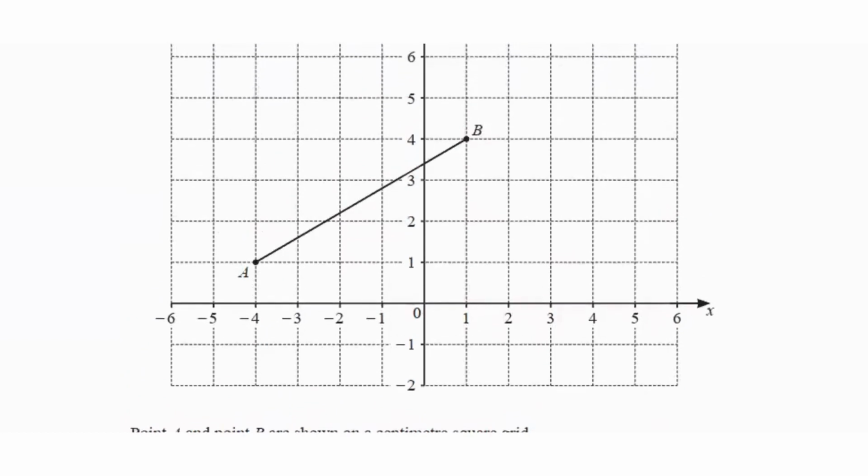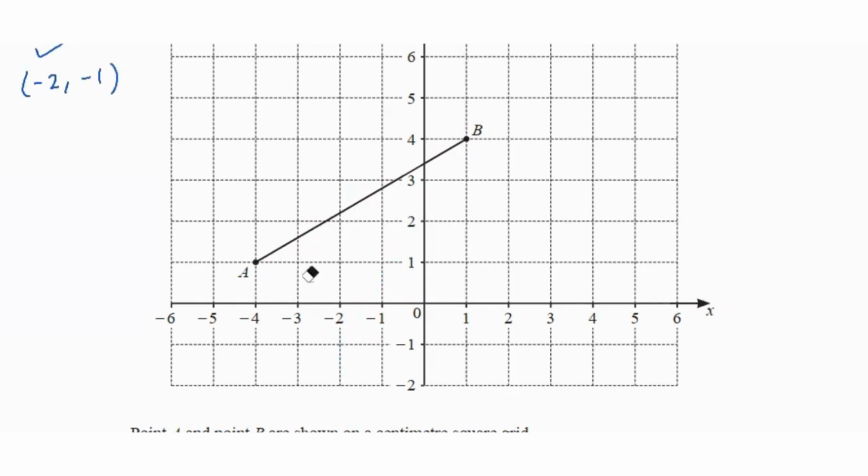Then for negative 2 and negative 1, negative 2 and negative 1 is over here. So if we join these points, this is an isosceles triangle because this length is equal to this length. So that means negative 2 and negative 1 is one of the coordinates.